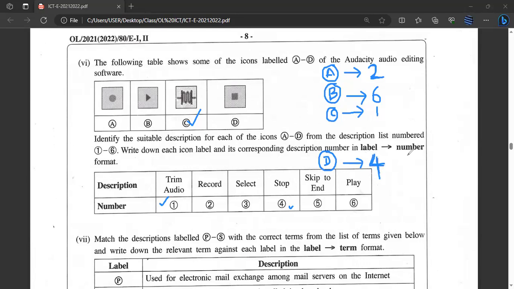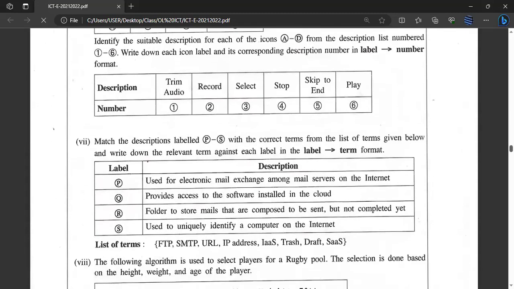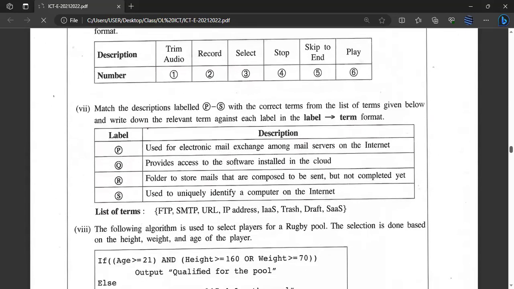Right. Then moving forward to the next question. Match the description labeled P to S with the correct terms from the list of terms given below, and write down the relevant term against each label in the label term format. So you have P, used for electronic mail exchange among mail servers on the internet. So for P, the answer is going to be SMTP, right?